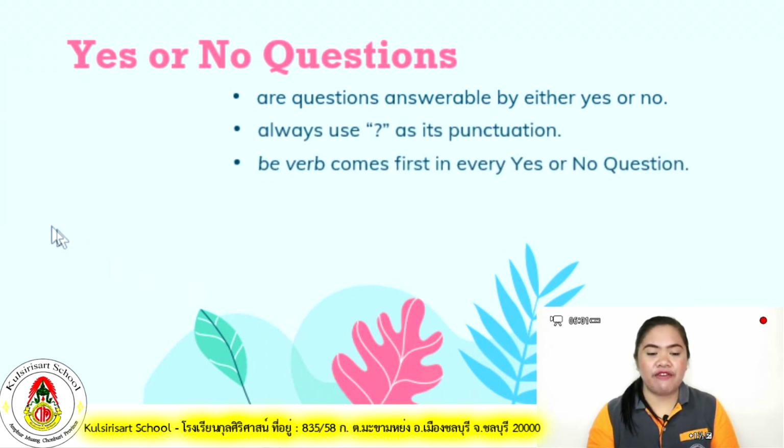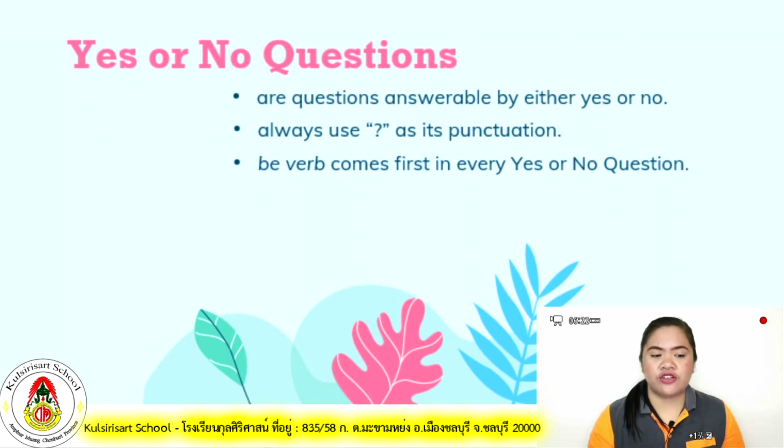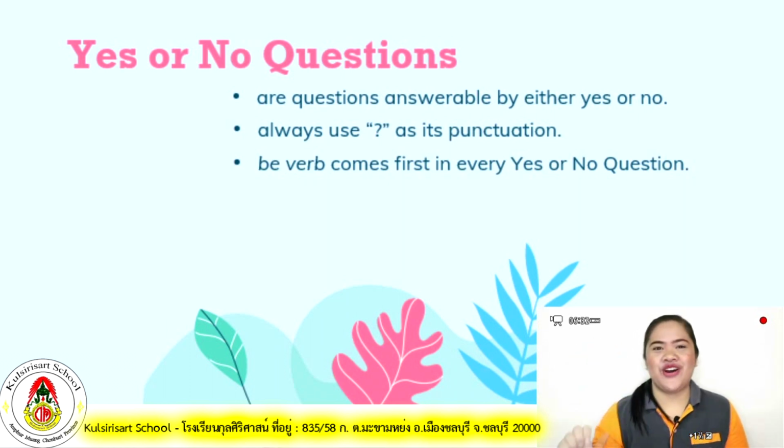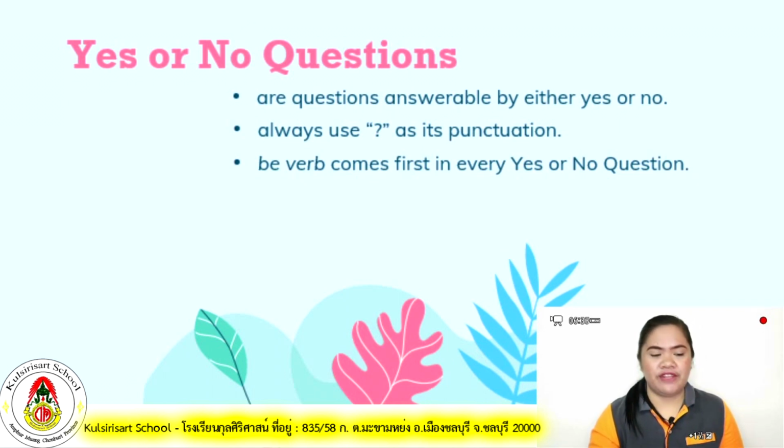Now, let's read the definition of yes or no question. First one, questions answerable by either yes or no. Now, when we talk about yes or no questions, what should be the answer? It should be yes or no. Okay? So, now let's read the second definition.